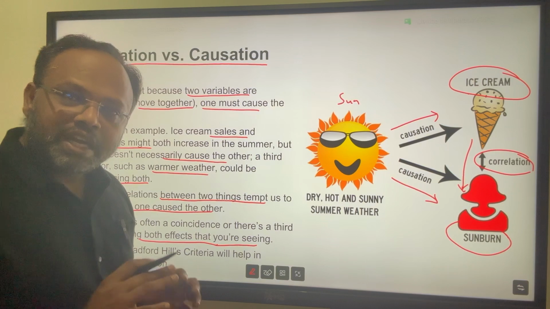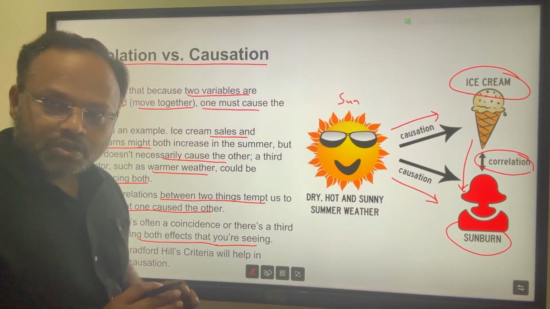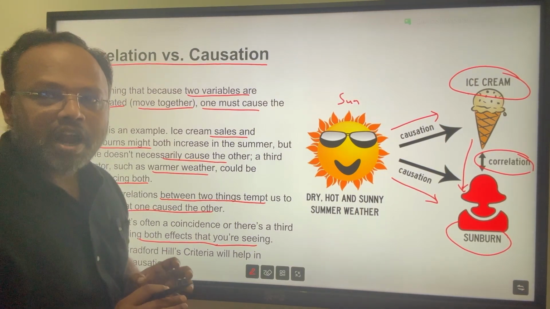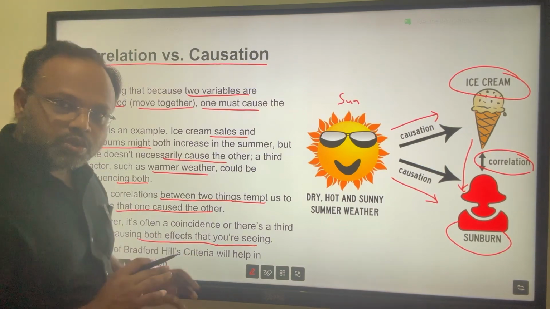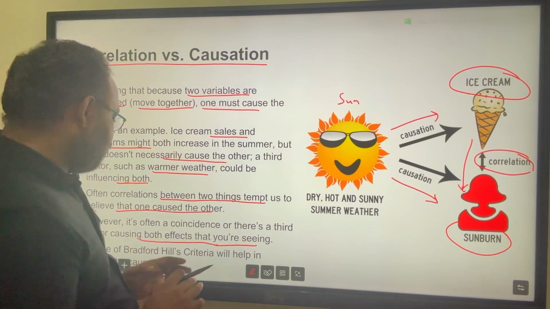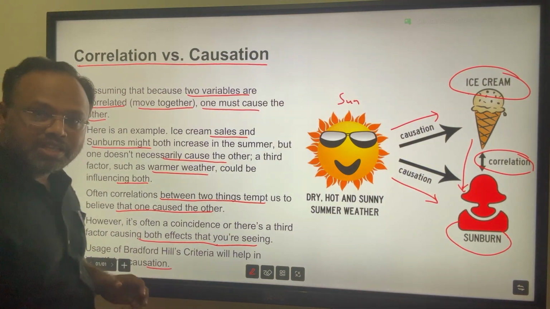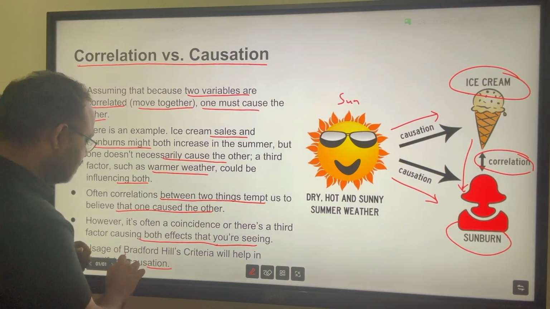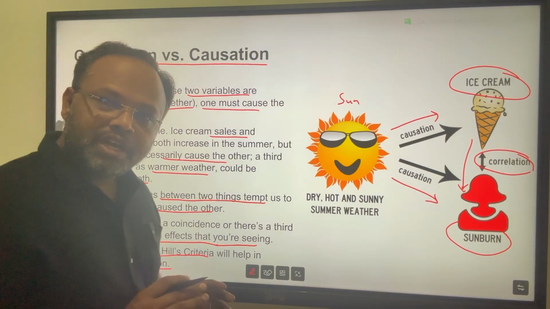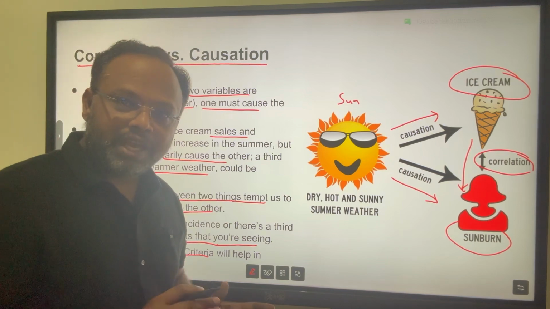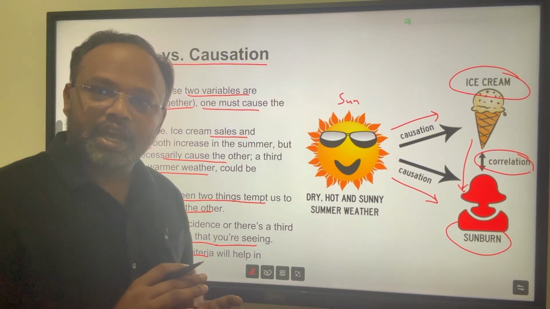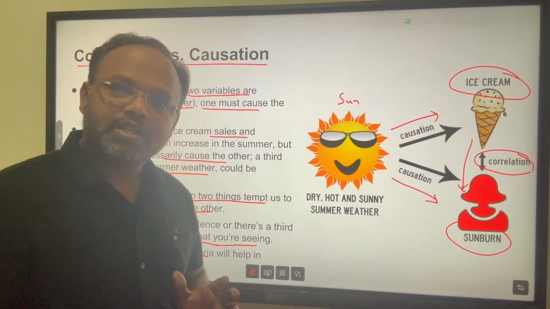Now, how can we get a clear picture between an association and causation? We have Bradford Hill's criteria for that in epidemiology. So we can use those criteria and differentiate between association and causation, or correlation and causation. Bradford Hill has given a set of criteria and he has shown how smoking has become the causative factor for lung cancer rather than being merely an associated factor.